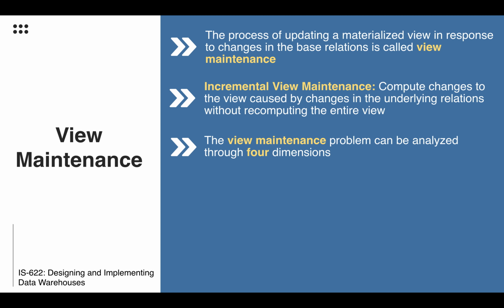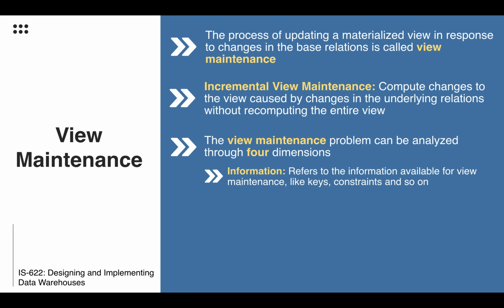Now the view maintenance problem can usually be analyzed in four dimensions. The first dimension is the information. It refers to the information that is available for view maintenance. What kind of information are you going to use for maintenance? Is it keys? Is it constraints? Is it the whole base table? We will see that there are two major ways, and we are going to focus on those two.